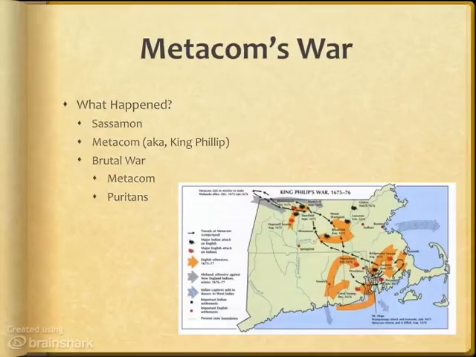In all, about 3,000 colonists died in the war. The colonists were equally brutal, however, as they burned Indian towns. Nor did they distinguish between Indians who fought with Metacom from those who were neutral. All Indians were guilty just because they were Indians. Approximately 6,000 natives died in the war. Hundreds of others were captured and sold into slavery.